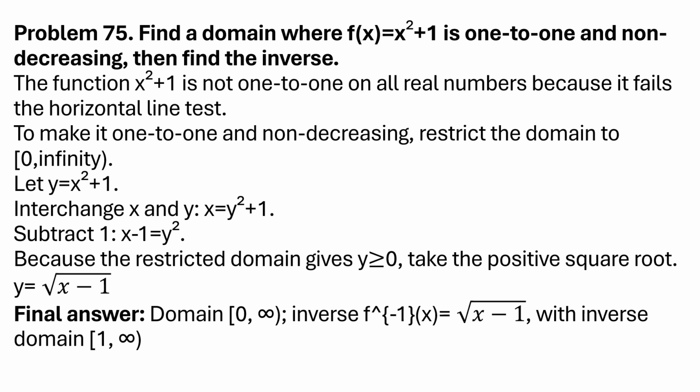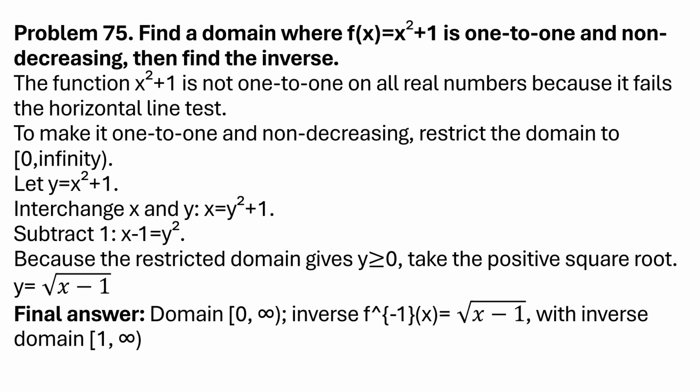We are given the function f of x equals x squared plus 1. Since a parabola is not one-to-one on all real numbers, we must restrict its domain. Choose the interval from 0 to infinity. On this interval, the function is increasing and one-to-one. Now find the inverse. Let y equal x squared plus 1. Interchange x and y. This gives x equals y squared plus 1. Subtract 1. We obtain x minus 1 equals y squared.